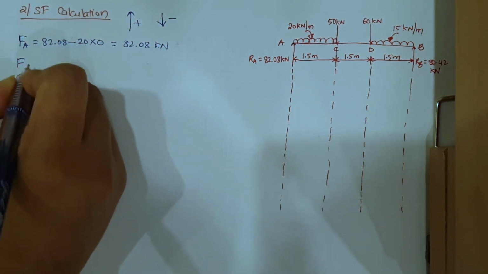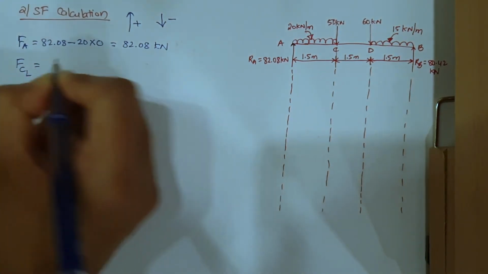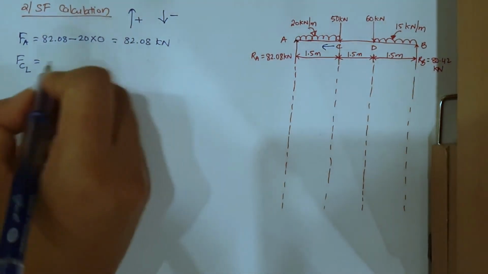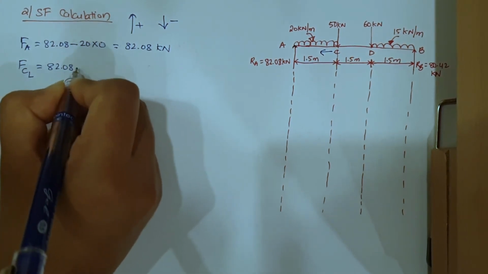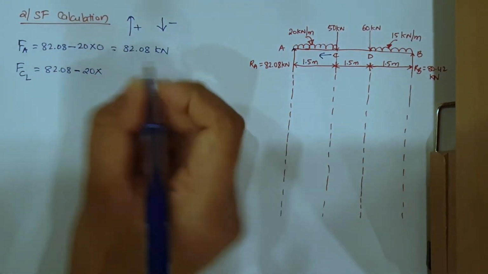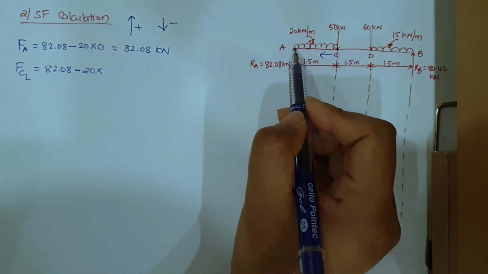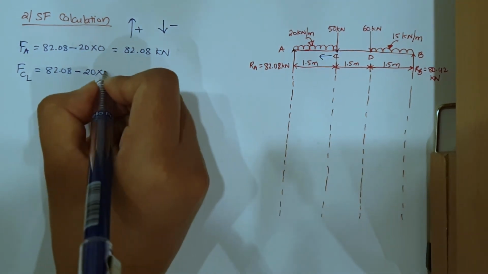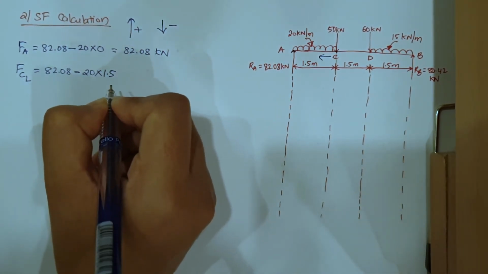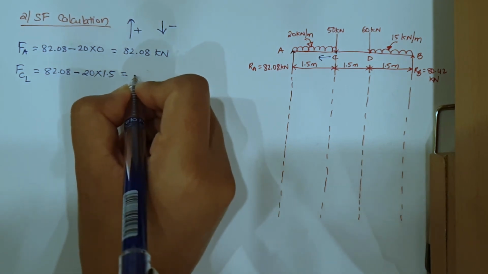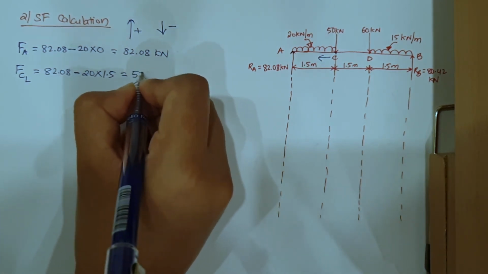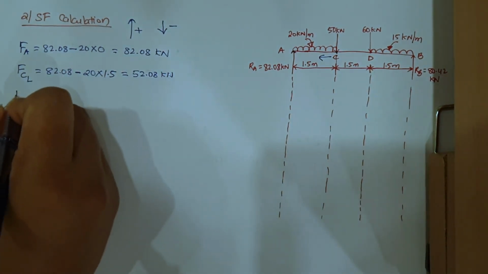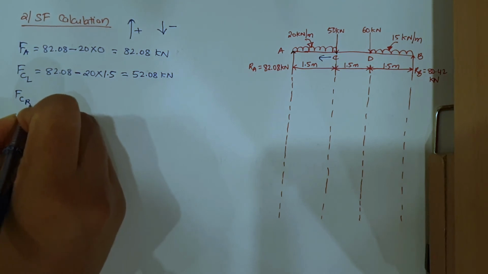Next I have force at C, left hand side of C. So left hand side of C will be this direction, right? So the last force that I got is 82.08 minus 20 into, now on reaching C, how much has this UDL run, for a distance of 1.5 meter. So the distance changes here and becomes 1.5, and this will be equal to 52.08 kilonewton.